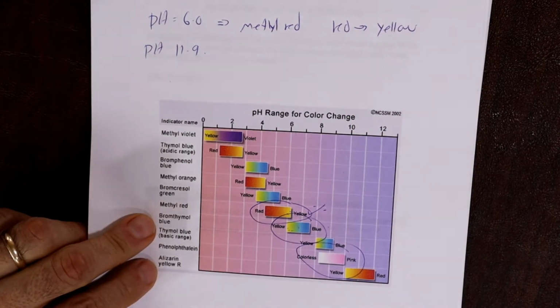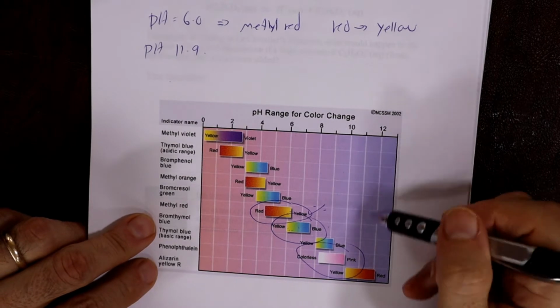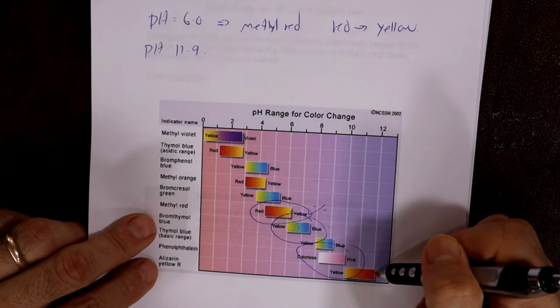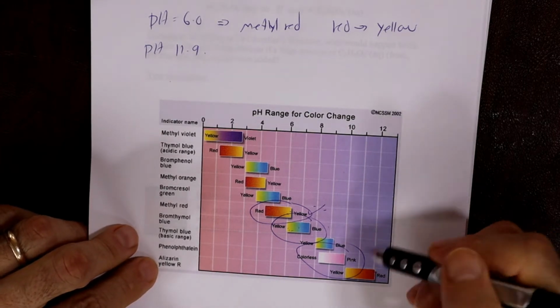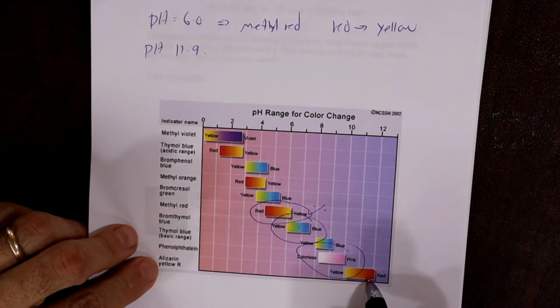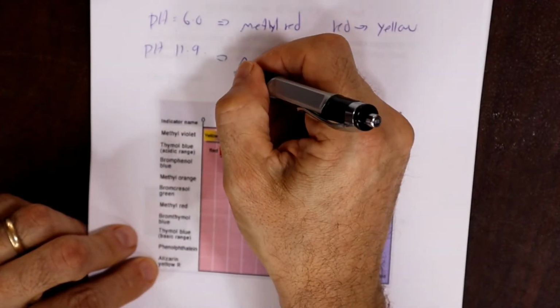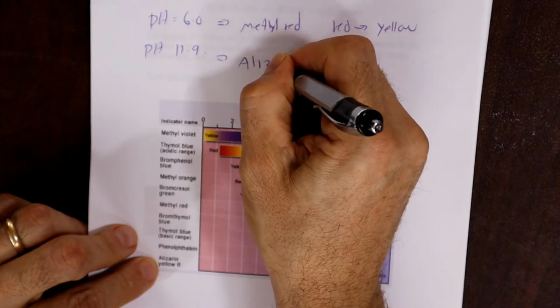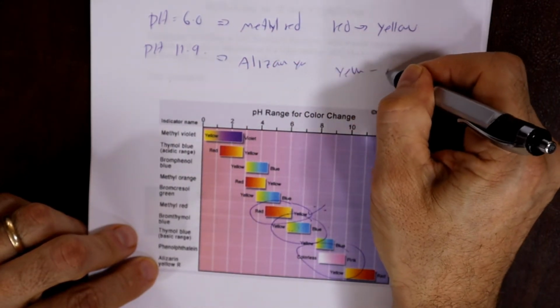All right, now, what's another good choice? Something that changes just before 12. Well, there's only really one, isn't there, right? It's alizarin yellow, right? Alizarin yellow down here. Sounds very Harry Potter, right? Alizarin yellow, which goes from yellow to red.